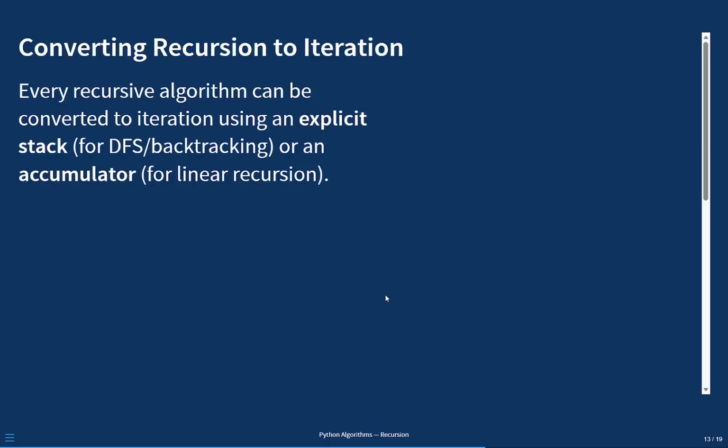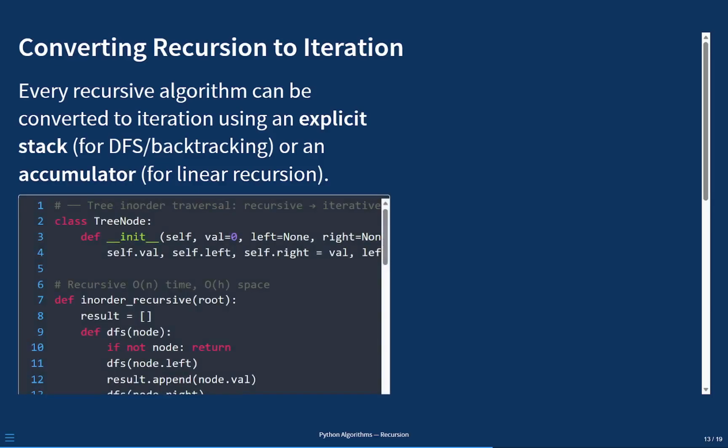Next, every recursive algorithm can be made iterative. For linear recursion, the conversion is an accumulator loop. For tree recursion and DFS, the conversion uses an explicit stack, a Python list that manually simulates what the call stack was doing automatically. Tree in-order traversal is the clearest example.